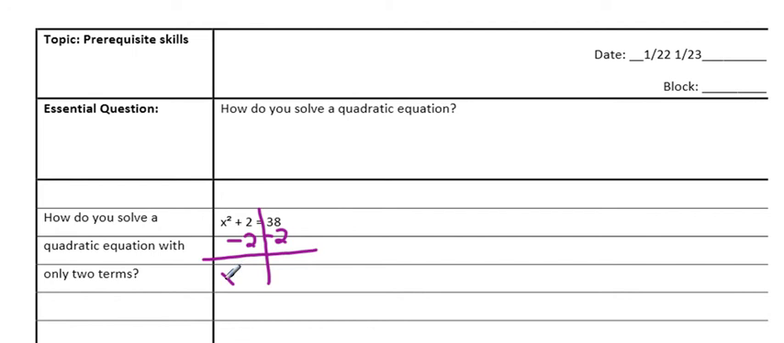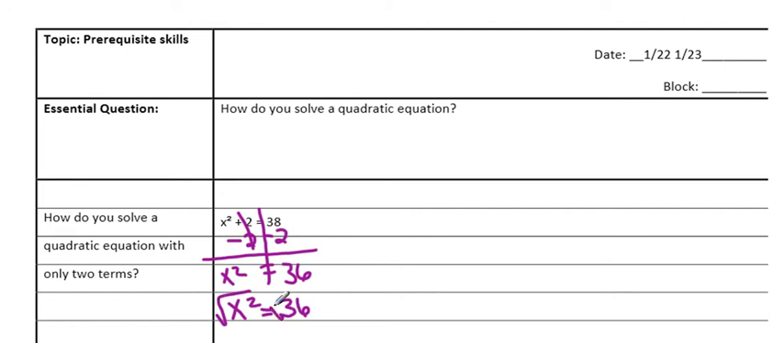So we get x squared, this goes to 0, equals 38 minus 2, which is 36. So now we have x squared equals 36. X squared means what number times itself equals 36. This is a perfect square. If you recall, x squared equals 36. We know that the square root of 36 is 6.